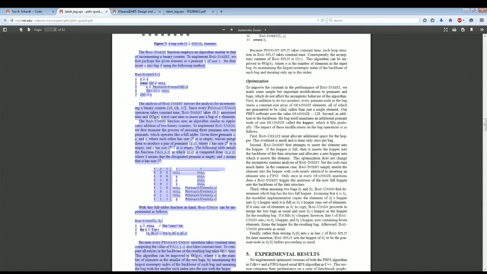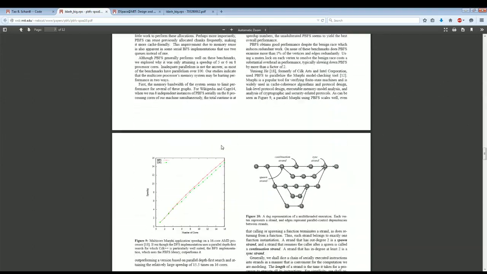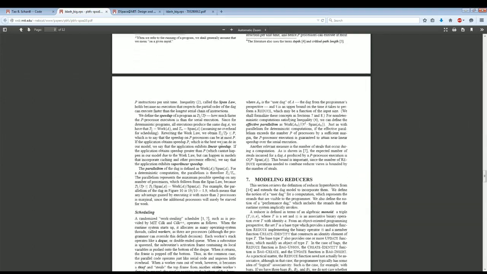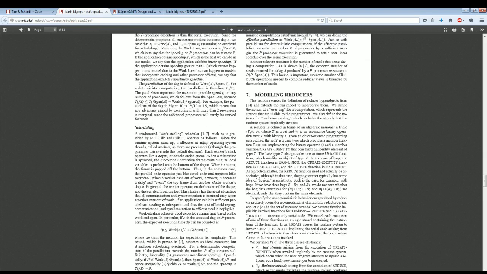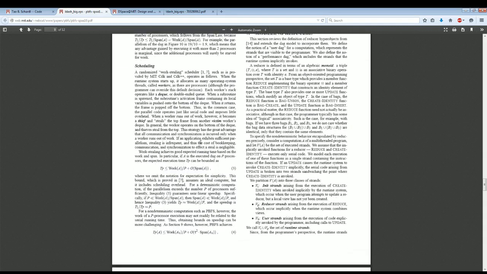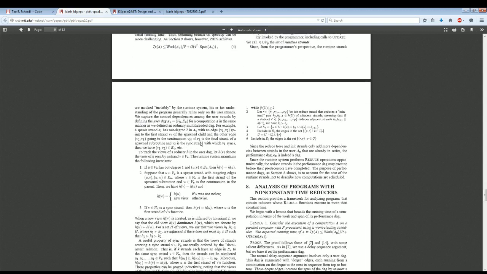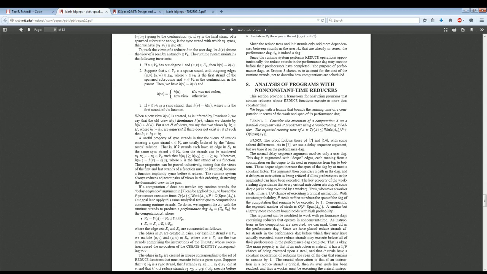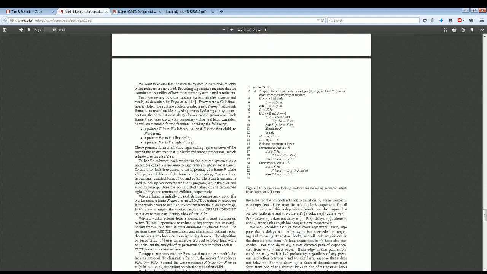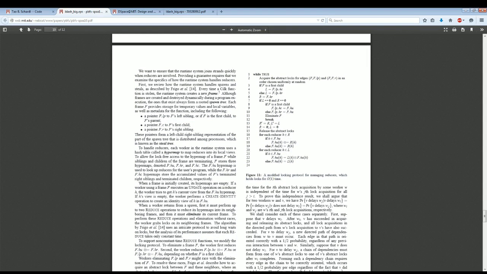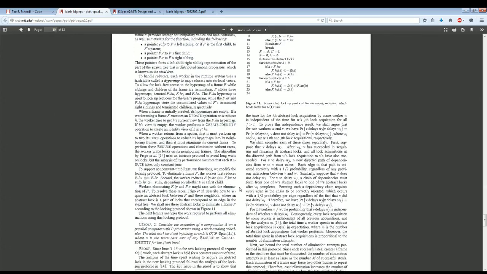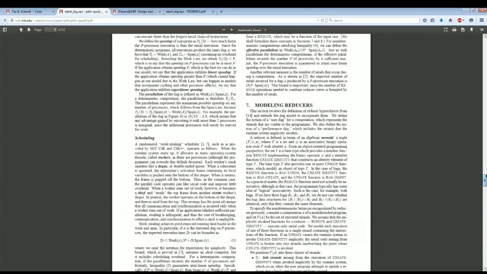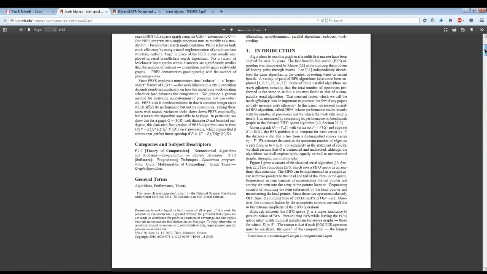Here's where they're talking about the bags again, and these are all the different implementations they do. Where is it? It talks about scheduling. Where's the one where it talks about reducers? Okay, here. So here's a different alternative: a modified locking protocol for managing reducers, which holds the lock for constant time. That's another alternative that it introduces. You can basically read about all of this. If you're really interested in it, you can read the entire paper.